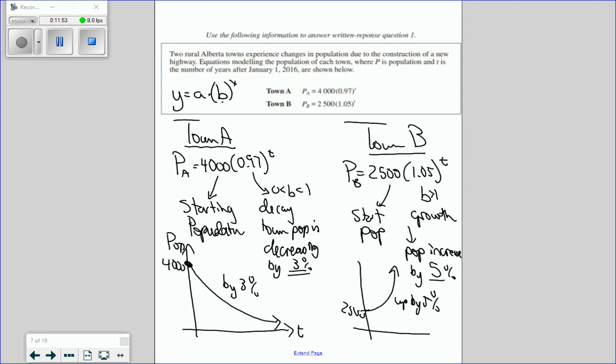Now, where would you lose marks? So what if you only talked about the 4,000 and the 2,500 and you forgot to talk about B? Okay. Or another thing that might cost you half a mark is you say that the town population is decreasing, but you don't say by how much. You just say it's decreasing. So it's a partial answer. You didn't do it perfectly. Okay. But what I really want to emphasize to you is you don't need to be perfect to get it right. So unlike multiple choice, where you need to be perfect to circle the right answer, in written response, you just need to write down your thoughts and hope that it's enough. Okay?